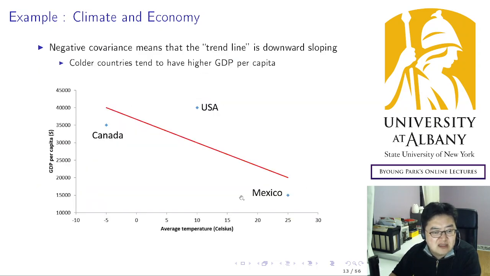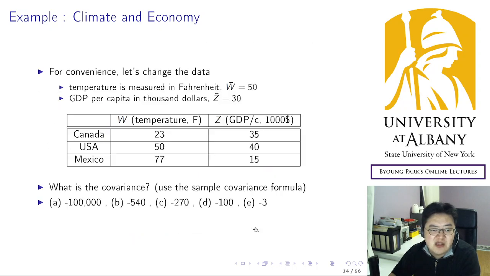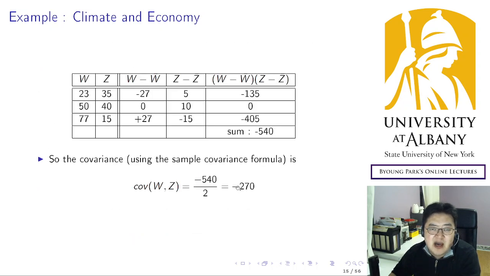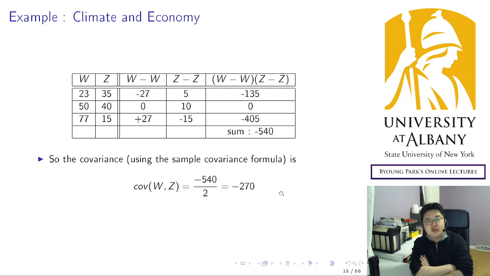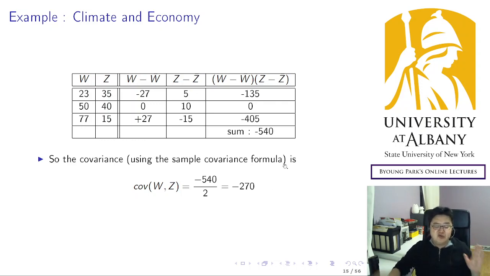Earlier, what was that? The covariance, I forgot to call this number. The covariance in the earlier example was minus 150,000, and now it is minus 270. In both cases, the direction of their relationship is negative. Okay, I hope you did the work.